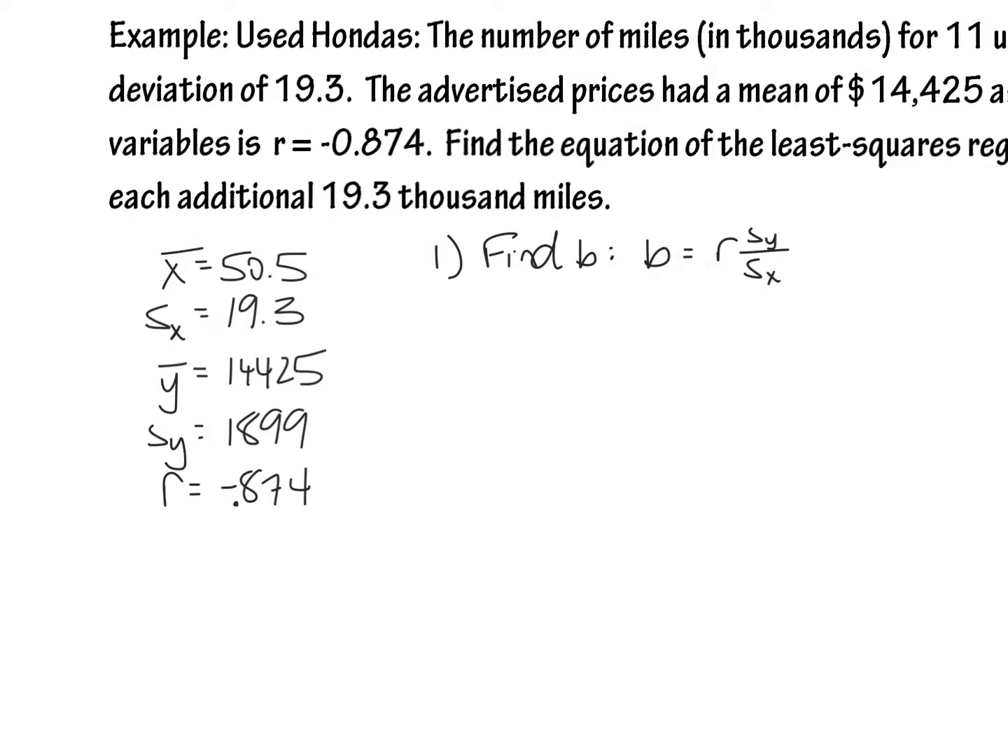Remember, the x is always the explanatory. So what explains what? The number of miles explains the prices. So the x is the miles and the y is the prices. That part does matter. And I've got my r value that was given right here last.